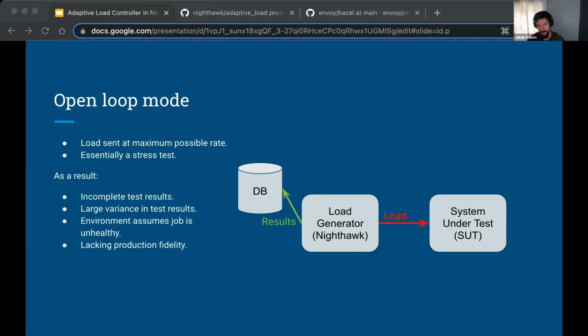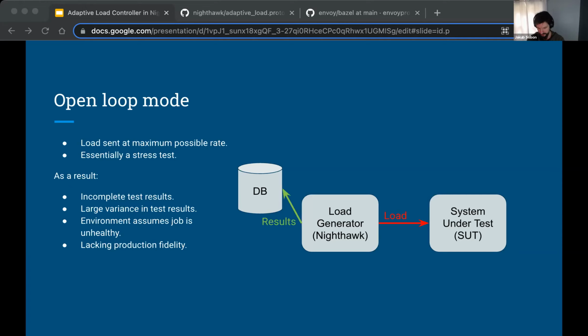Now, in open loop mode, you will notice that there is no feedback loop between the system under test and the load generator. What this essentially means is that Nighthawk has no idea how the system under test is doing, whether it's coping or not. Nighthawk is sort of blindly sending requests at the configured RPS, which could be below the maximum load that the system can handle or over. And if it is over, this essentially turns into a stress test.